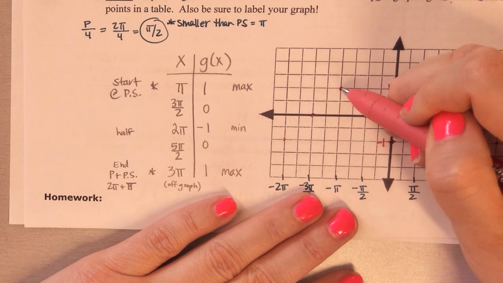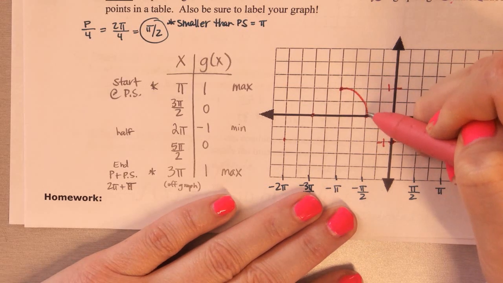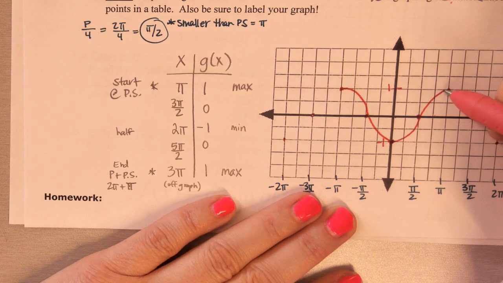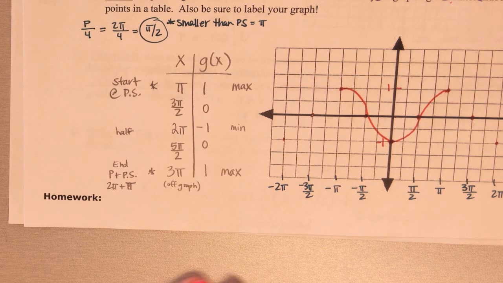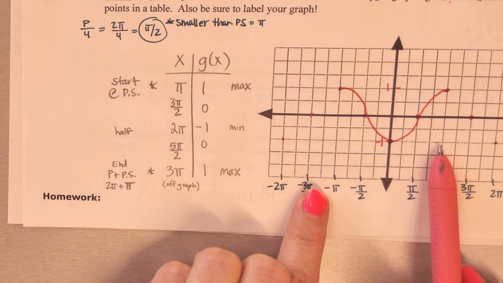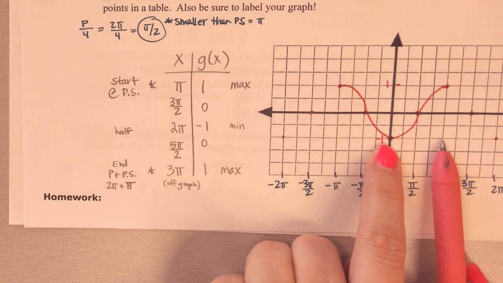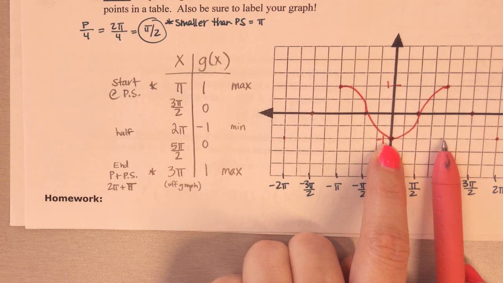I'm going to show you where 1 cycle is on our graph. This would be 1 cycle of your cosine. So you can look and see, the minimum used to be at pi, right? See how it shifted over pi units?